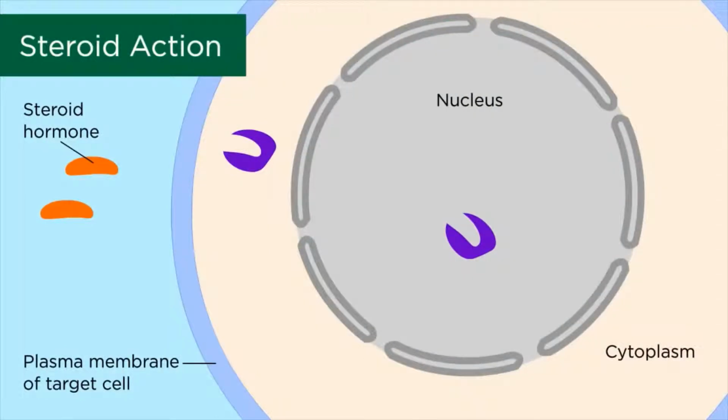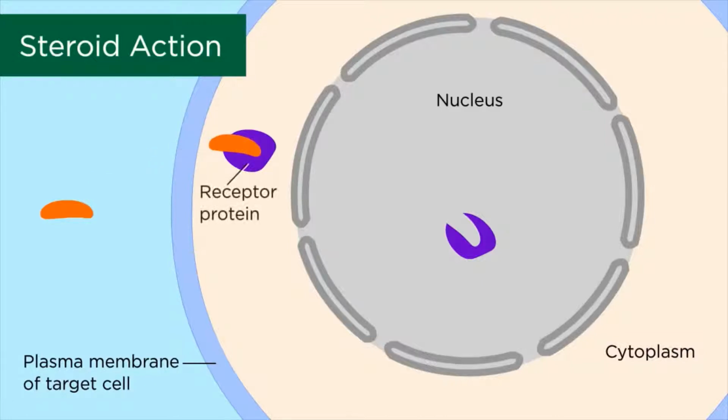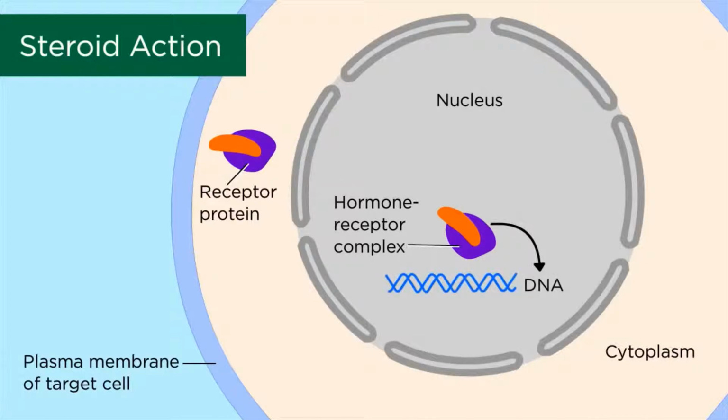The second mechanism is the steroid action. Because lipid derivative or steroid hormones are lipophilic, they can freely move through the membrane and into the cell. From there, they can either bind to a receptor within the cell, or they can move freely into the nucleus, where the hormone, or hormone complex, causes a change in gene activity.